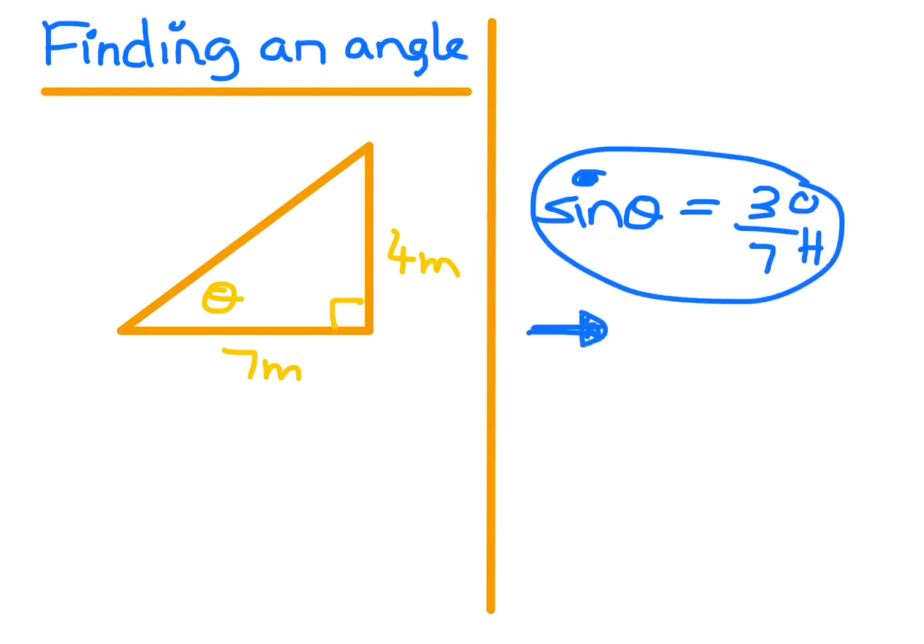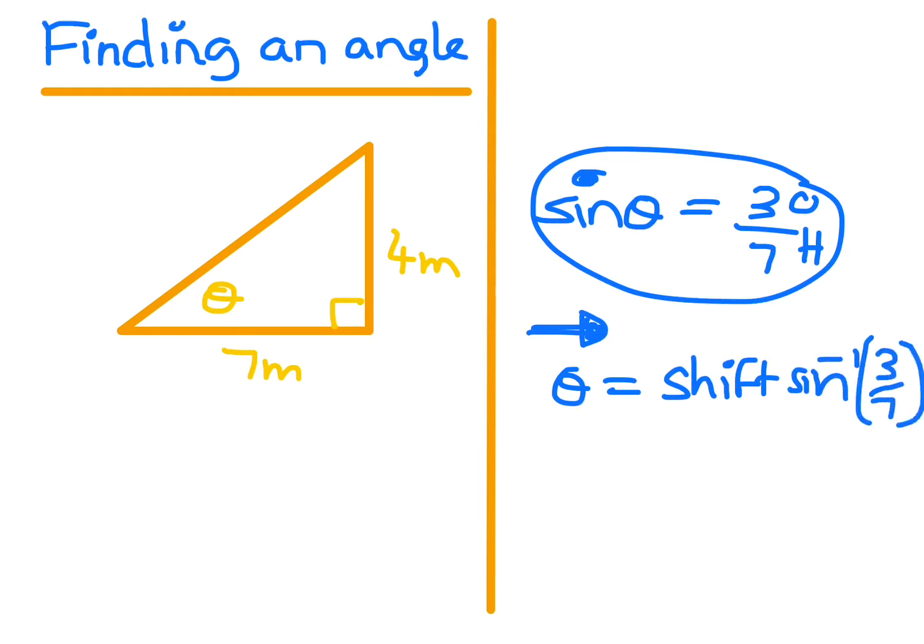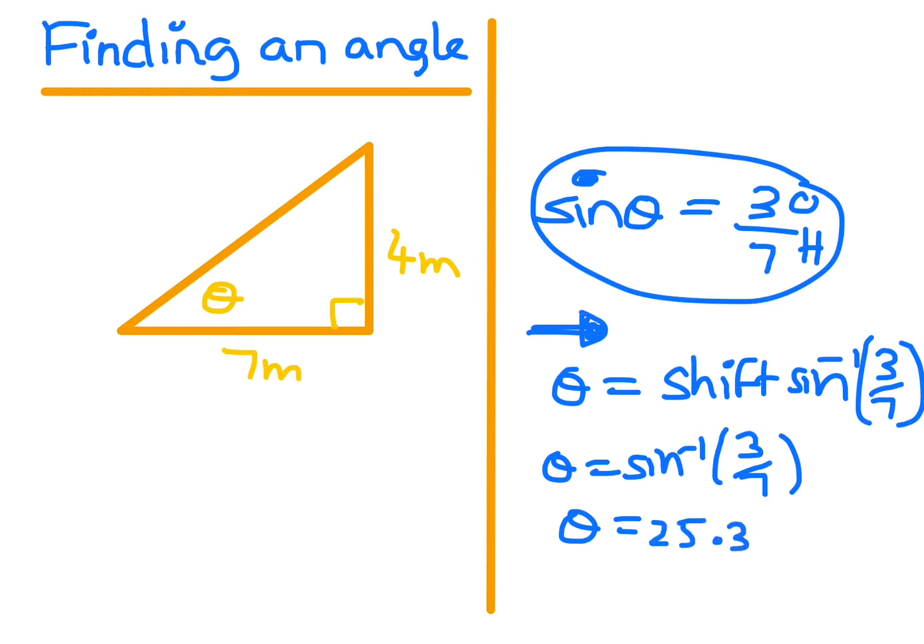To get the actual angle on your calculator, you need to press shift, sine, and then a little -1 will come up, and then 3 on 7 will come up. So theta ends up being sine the -1 of 3 on 7. Now when you put that into your calculator and press shift sine 3 on 7, press equals, you should get 25.3769. That's all in degrees, so it's like 25 degrees.